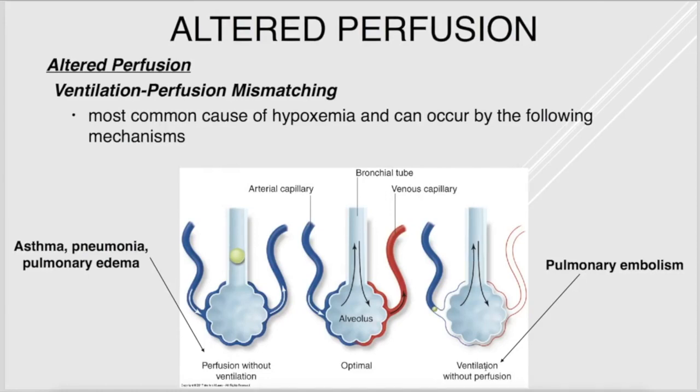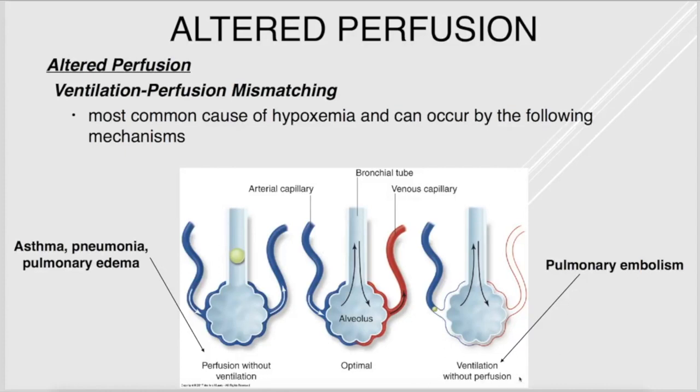So changes in perfusion. We talked about ventilation perfusion matching. This is about ventilation perfusion mismatching. Again, we want the amount of oxygen we bring into the lungs to be roughly the same amount of oxygen we put into the blood. But there are cases where we can have perfusion without ventilation, meaning something is blocking the movement of air itself, but we still have the capacity to perfuse. This can occur in things like pulmonary edema or asthma.